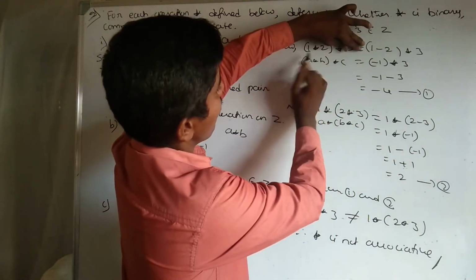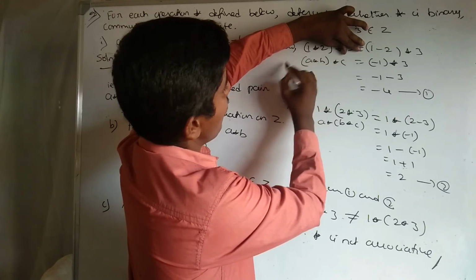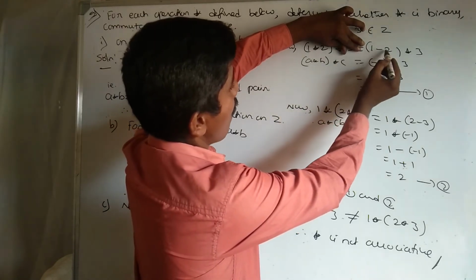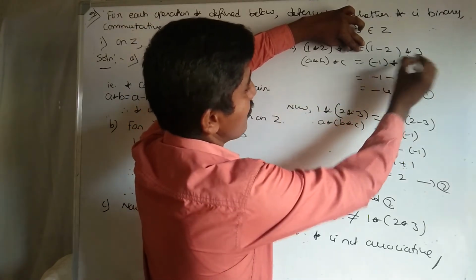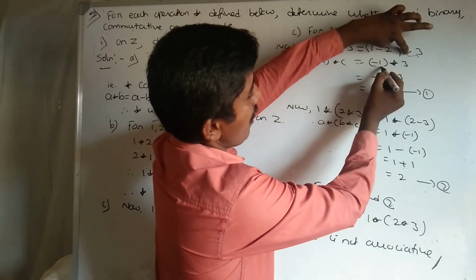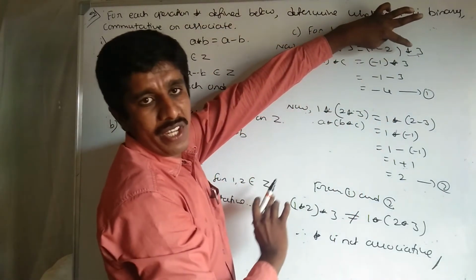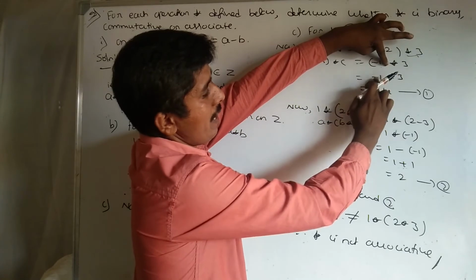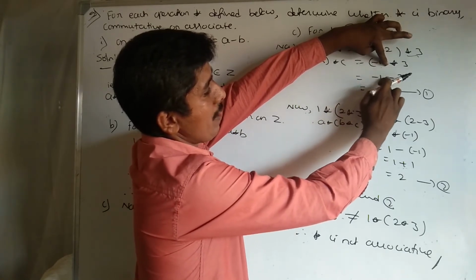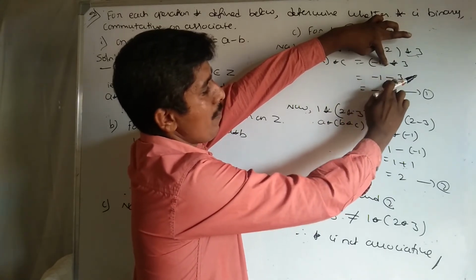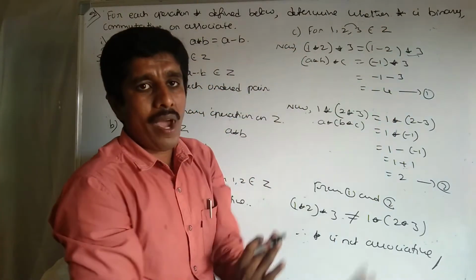First, within the bracket, define the terms. A star B is defined as A minus B, so 1 star 2 is 1 minus 2. Then star 3 as it is: (1 minus 2) star 3. Now define the binary operation A star B equals A minus B: minus 1 minus 3 equals minus 4, called equation 1.